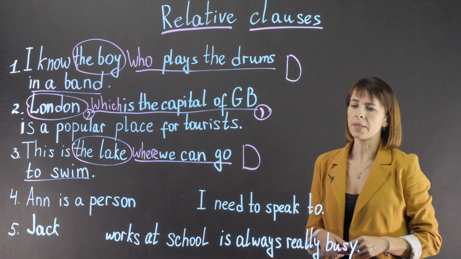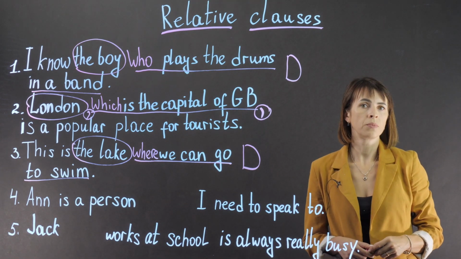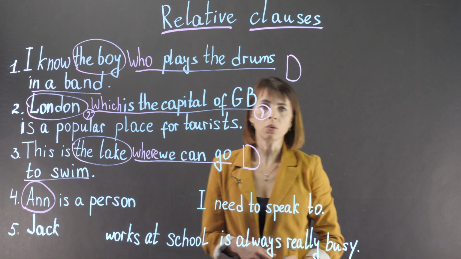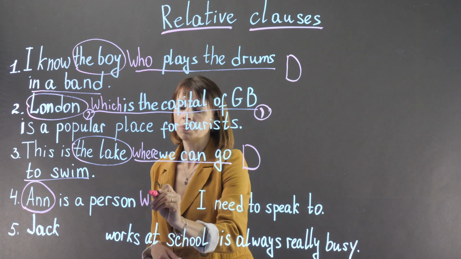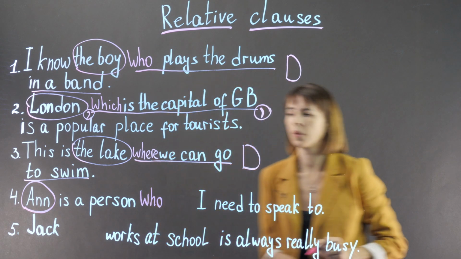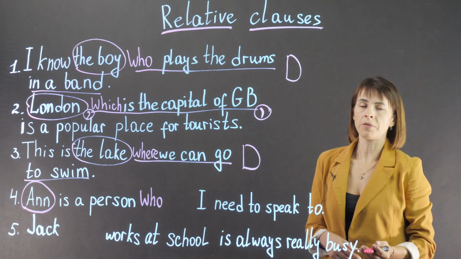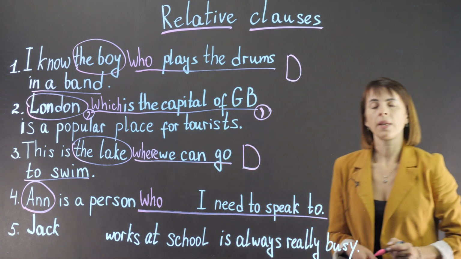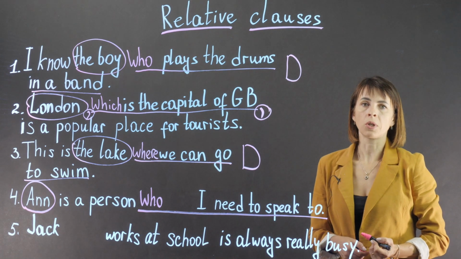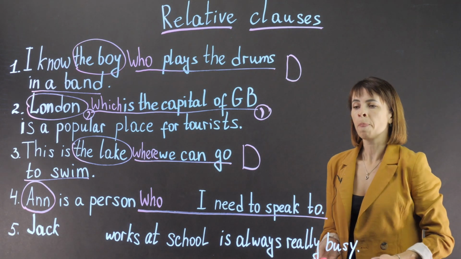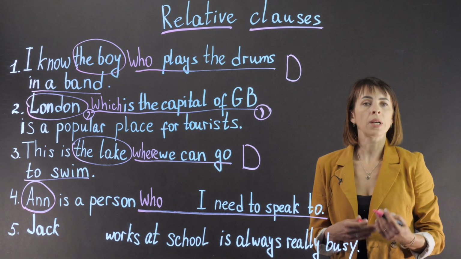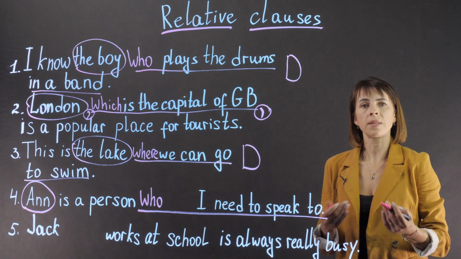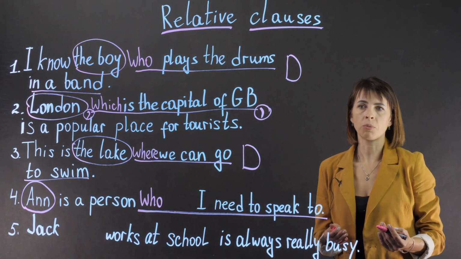Anne is a person I need to speak to. We speak about Anne. So, we should use relative pronoun who. Is it defining or non-defining relative clause? Who I need to speak to. It's defining relative clause because if we remove this relative clause, we can't understand the sentence. Це уточнювальне підрядне речення, тому що коли ми заберемо цю інформацію, ми не зрозуміємо речення.